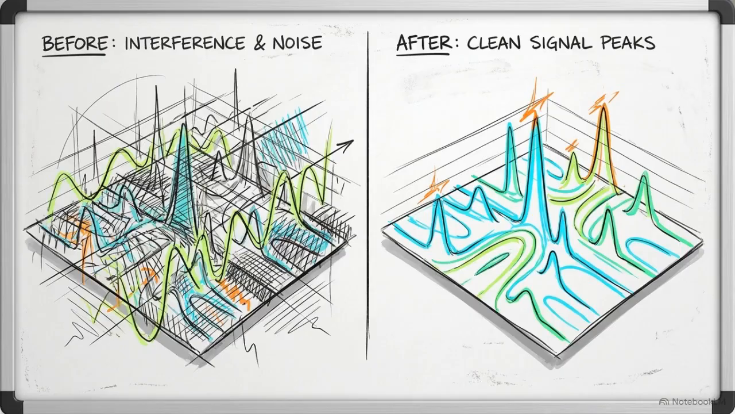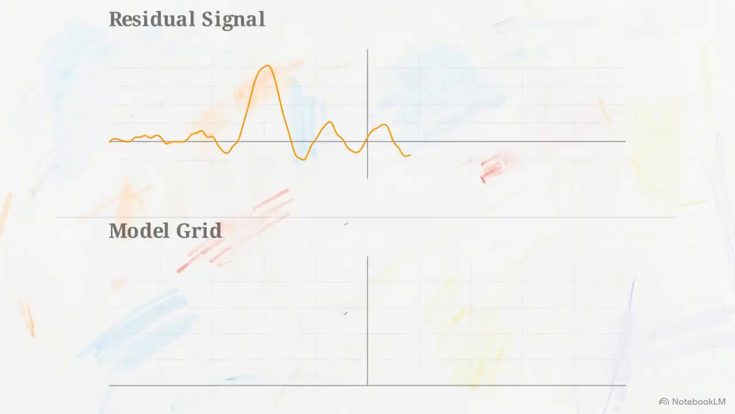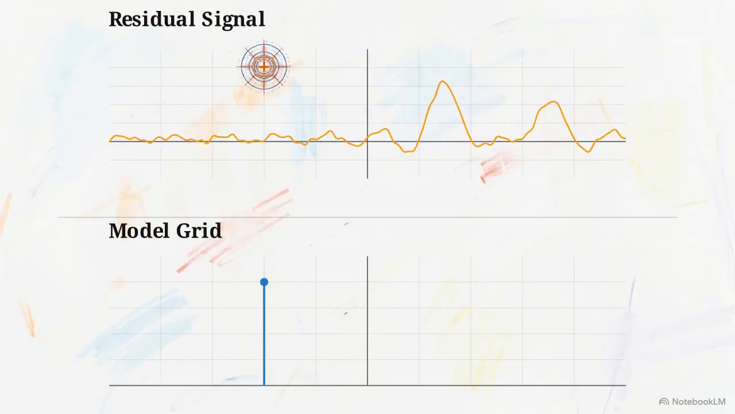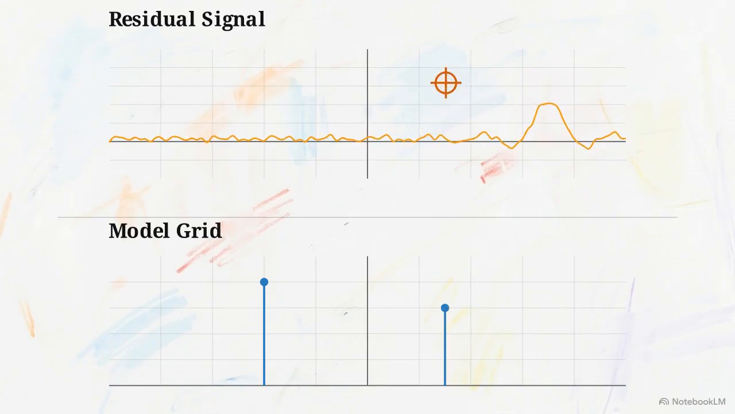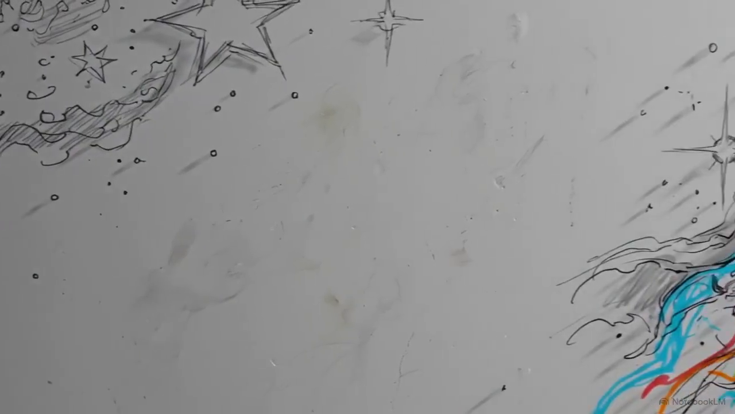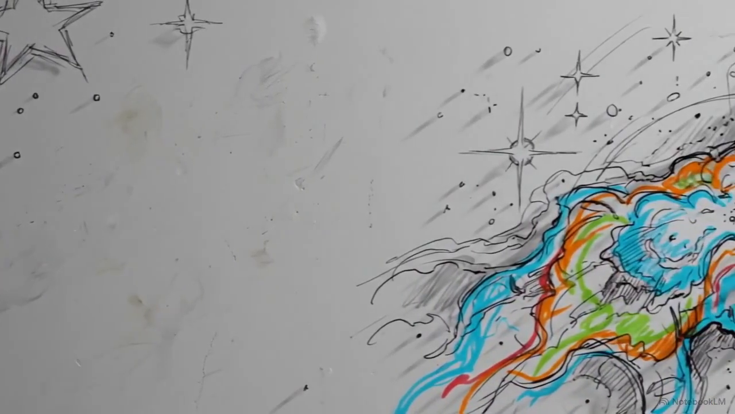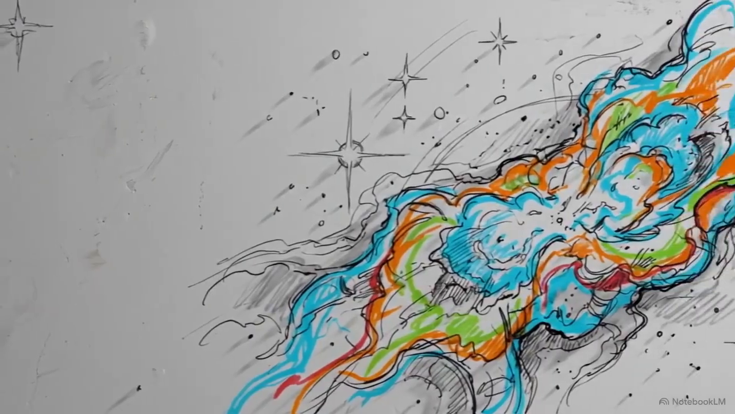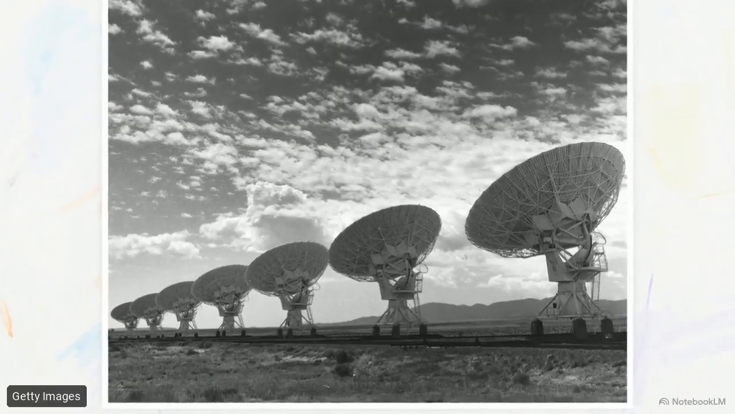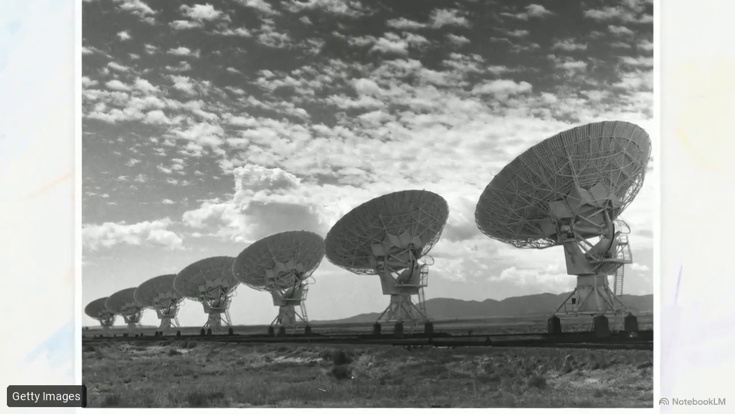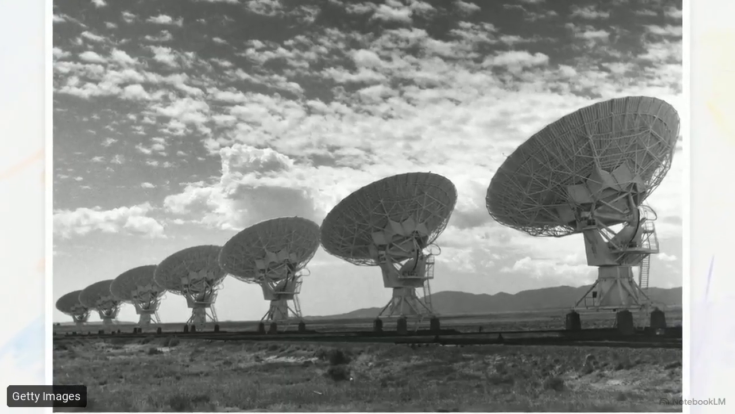To recover the source, CASA uses nonlinear deconvolution algorithms, such as multiscale clean. The clean process iteratively identifies peak emissions, subtracts the point spread function, and builds a representation of the source from the remaining signal. The final output is a statistical model of the sky, reconstructed from the information sampled by the interferometer. Developing a software framework capable of these operations was a decades-long engineering challenge.